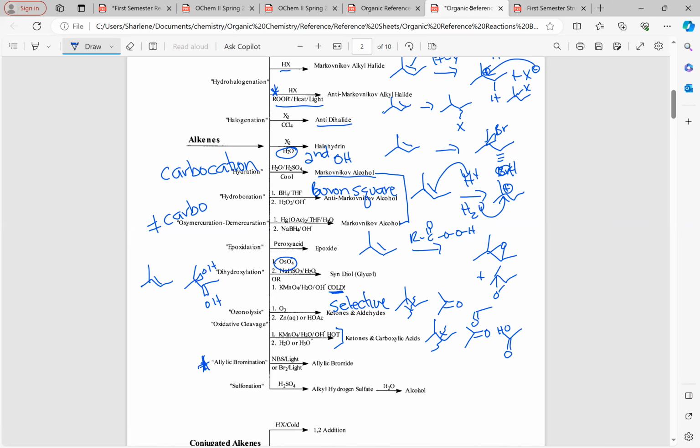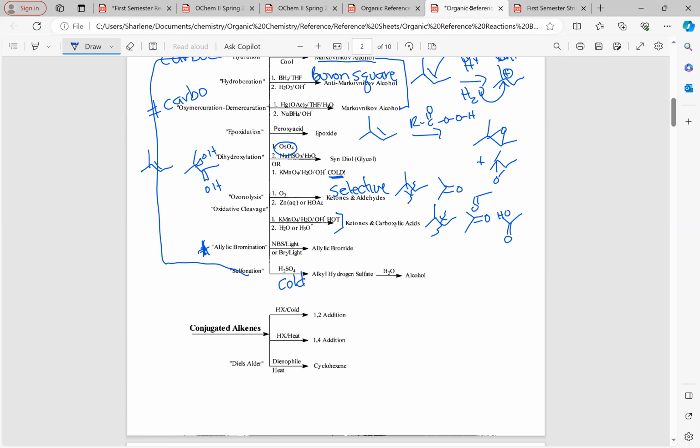And sulfonation and hydration. Where'd you go, hydration? This one and this one are the same. If you want to stop and put the SO4 on, it just has to be under cold temperatures. So those are basically the same reaction. And can you really stop and put the SO4 on there? It's very difficult, but technically. All right, so there's your alkenes. Oh, conjugated alkenes are this semester. We have a whole chapter.